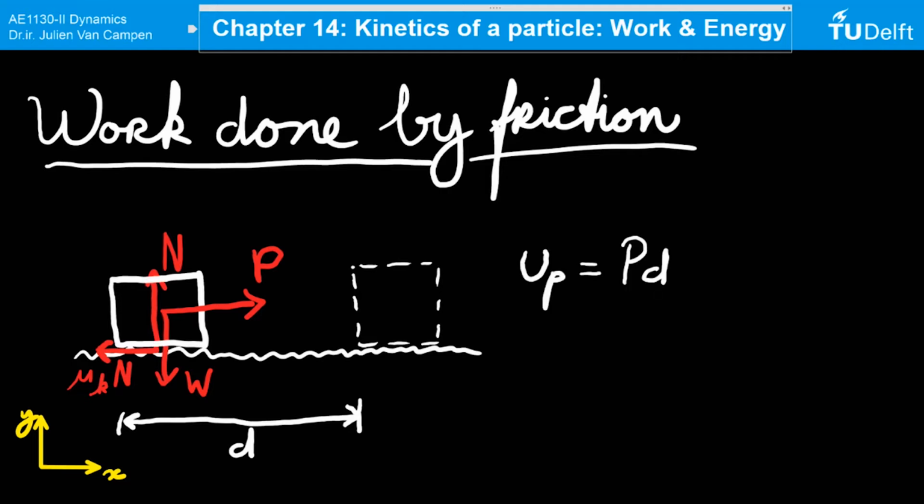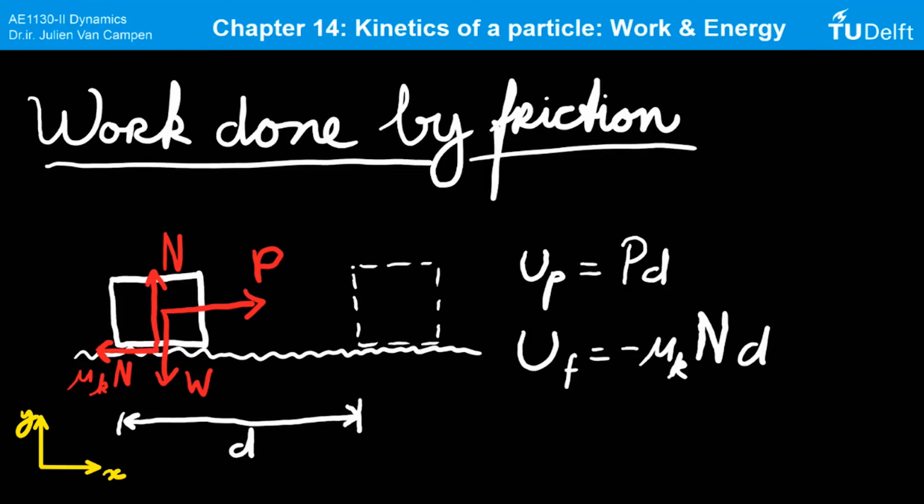The work done by force P is straightforward to calculate. It equals P times d. The work done by the friction force equals minus mu K times N times d. Notice that the work done by the friction force is negative because its direction is opposite to the direction of the displacement.